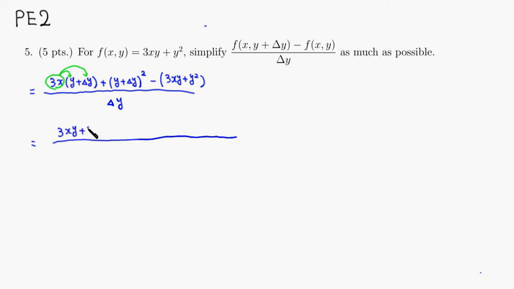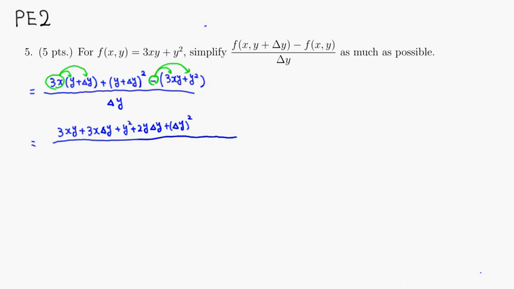plus 3x delta y. And then we can multiply this out, square: y squared, plus 2ab, so plus 2y times delta y, plus delta y squared. Then we can also distribute this negative sign to those two terms.